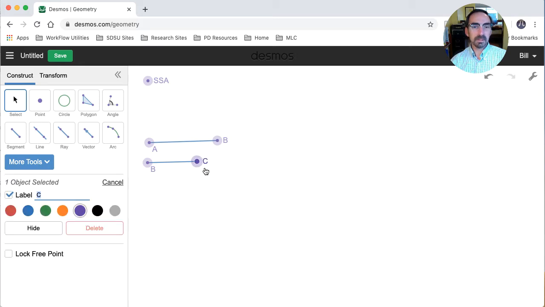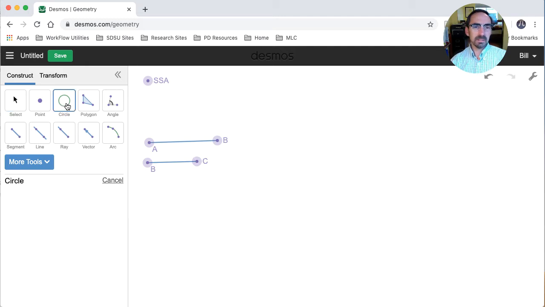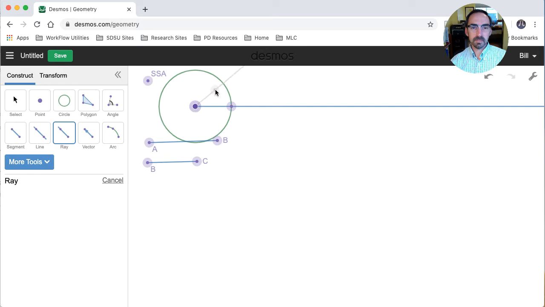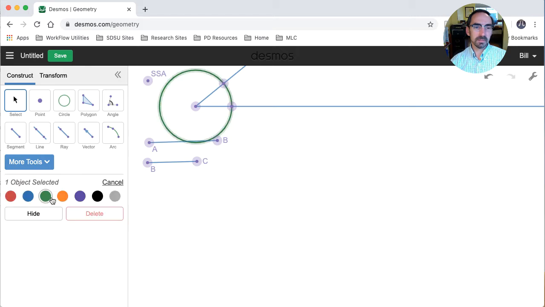And I need an angle. And why don't we use an angle called A just to make life easy here. So I'm going to do a slightly backwards construction of an angle. Let me show you what I'm going to do. First I'm going to make a circle. And then I'm going to create two rays. And I'm going to hide this circle. I don't actually want to see it.